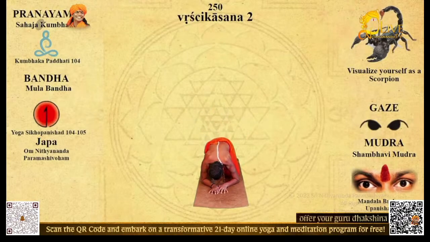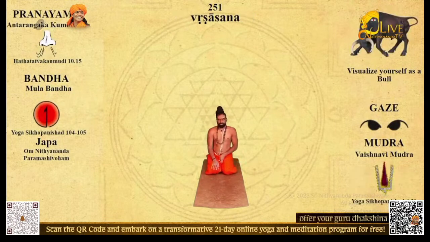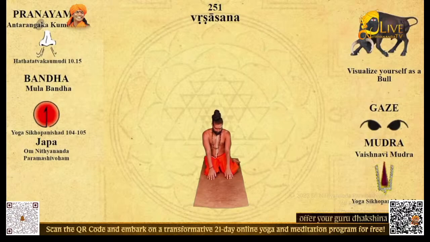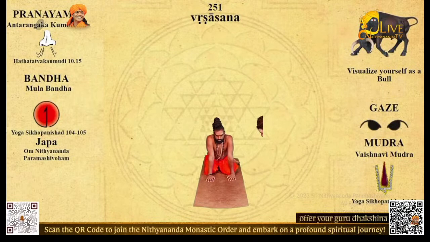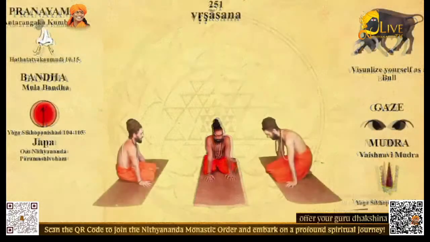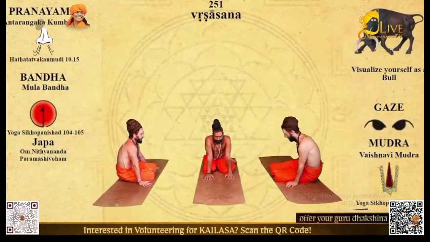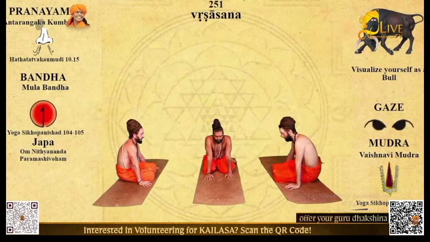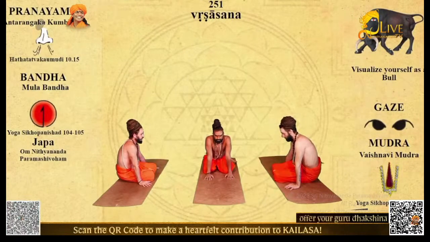Next up is Vrishasana. Come to a kneeling posture as you place your perineum onto the right heel, bringing the left foot outside the hip with the toes pointing outwards. Hands in front of the knees. Visualize yourself as a bull and forcefully inhale through your nose in Antaranga Kumbhaka, holding the breath for a short while and then exhaling slowly again through the nose.